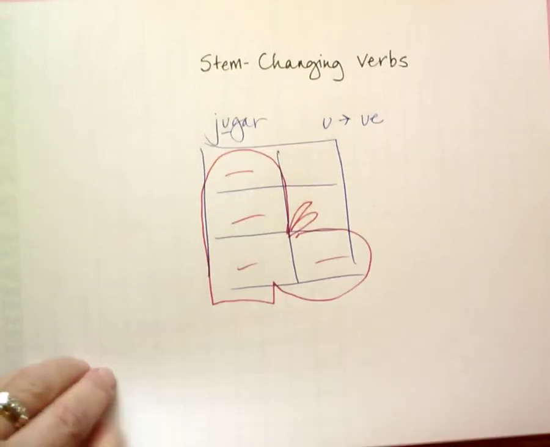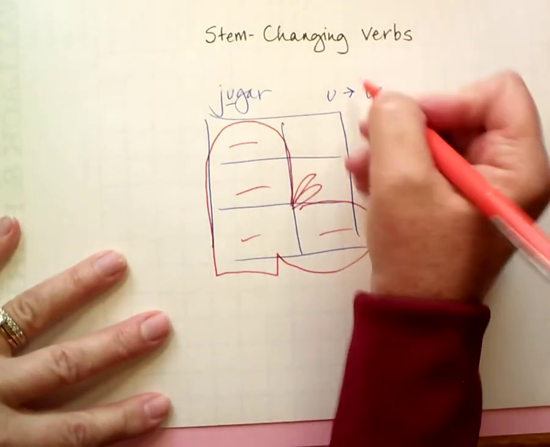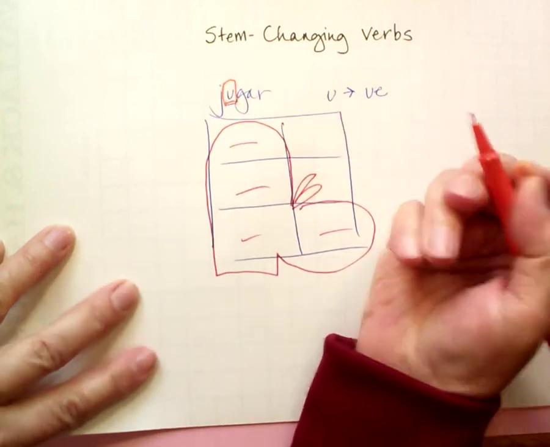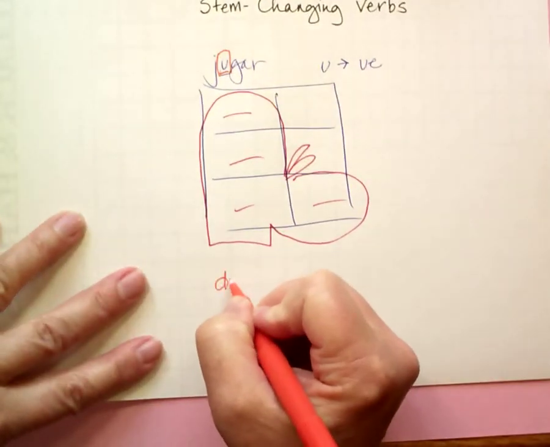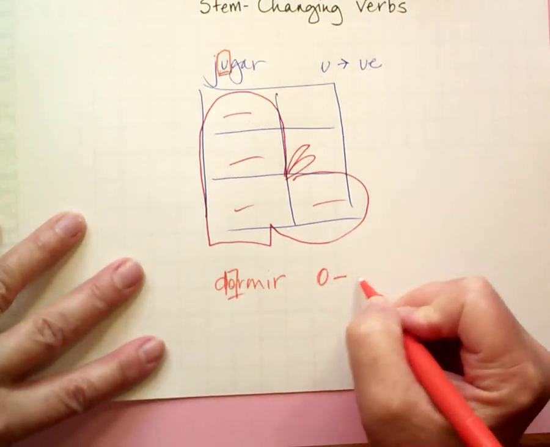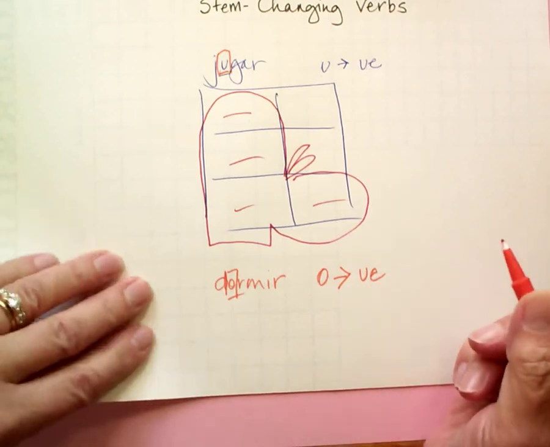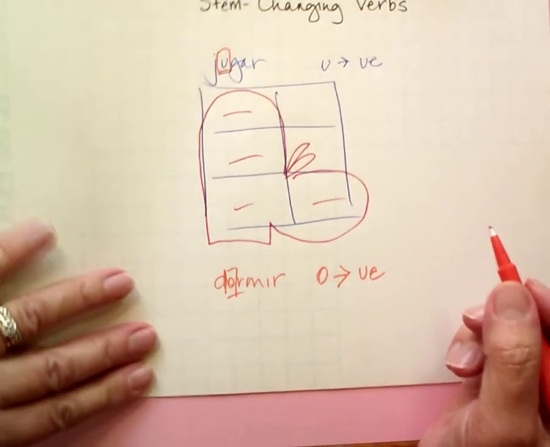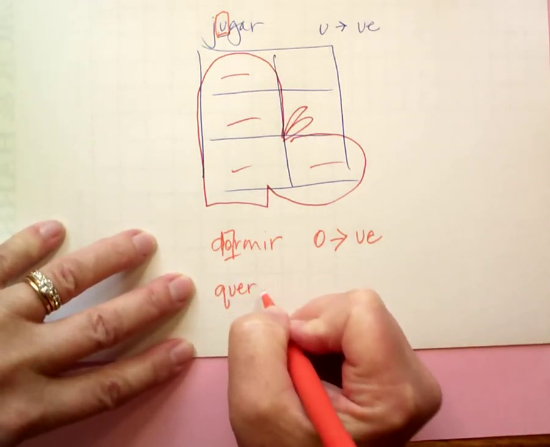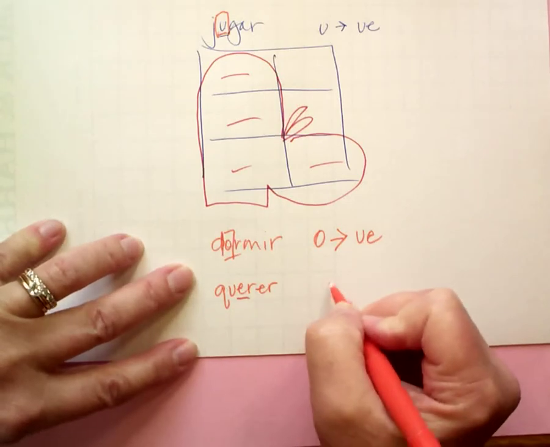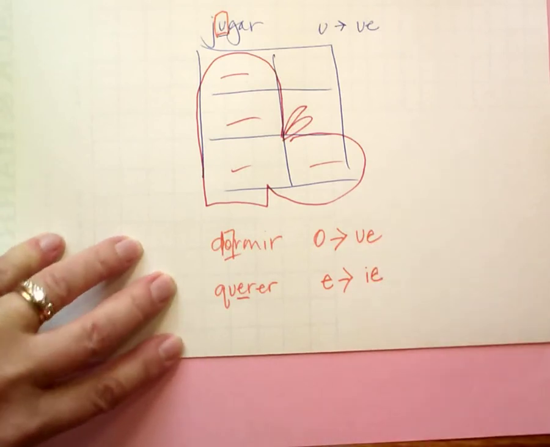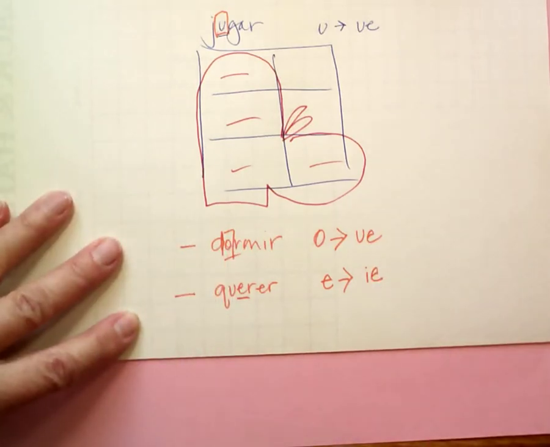Also, there are different kinds of stem changing verbs. This one changes from the letter U to UE in the stem. There are other verbs like dormir, which means to sleep, and the O changes to a UE in that stem. We also have other verbs like querer, which means to want, and here the stem changes from E to IE. So we're going to learn about both of these today.